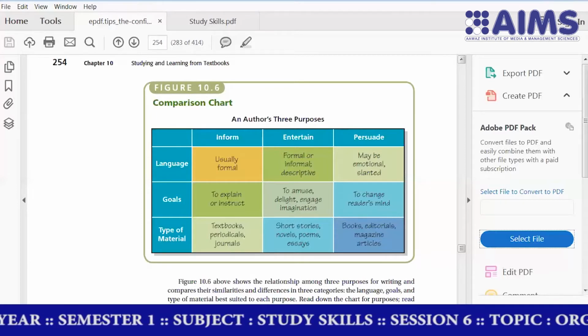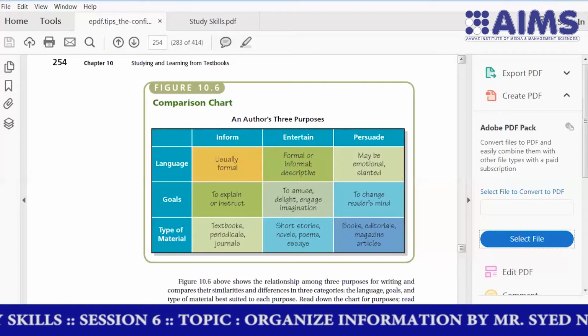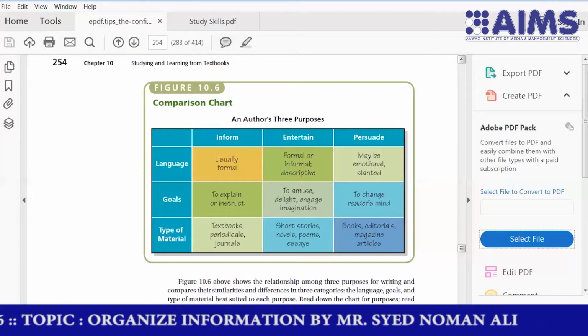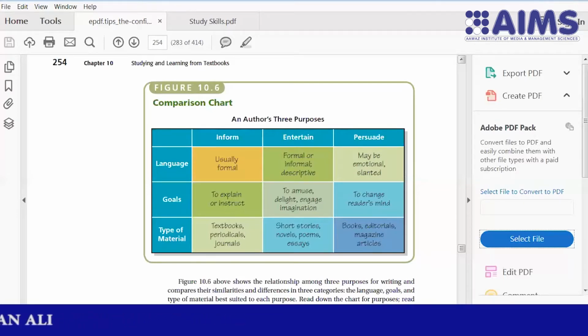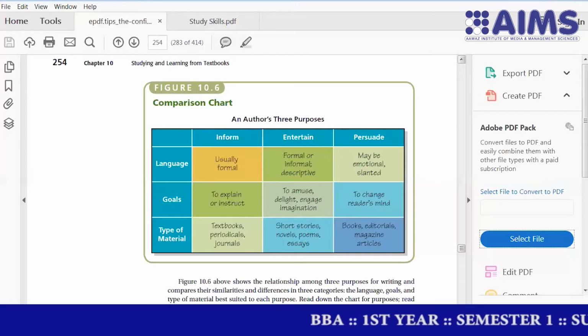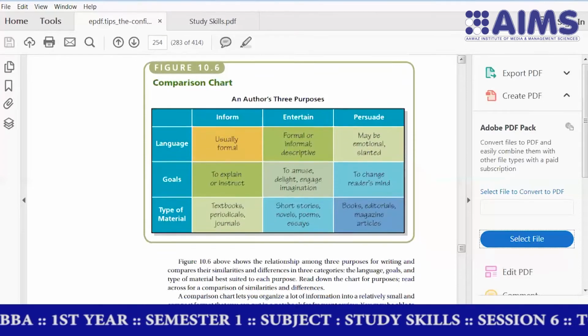And type of material: informative, textbooks, periodicals and journals are there. For entertainment, short stories, novels, poems, essays, success stories are there. Persuading: books, editorials, magazine articles, research papers. You will compare them.